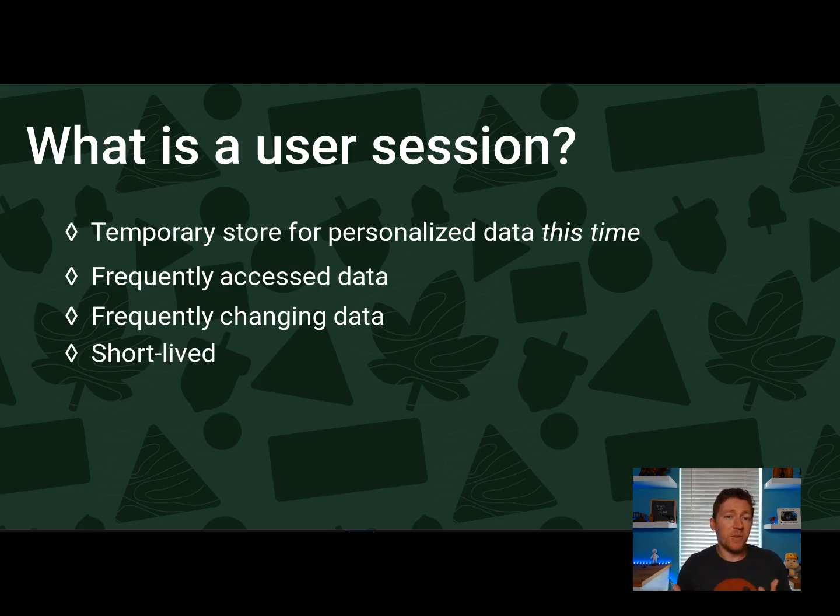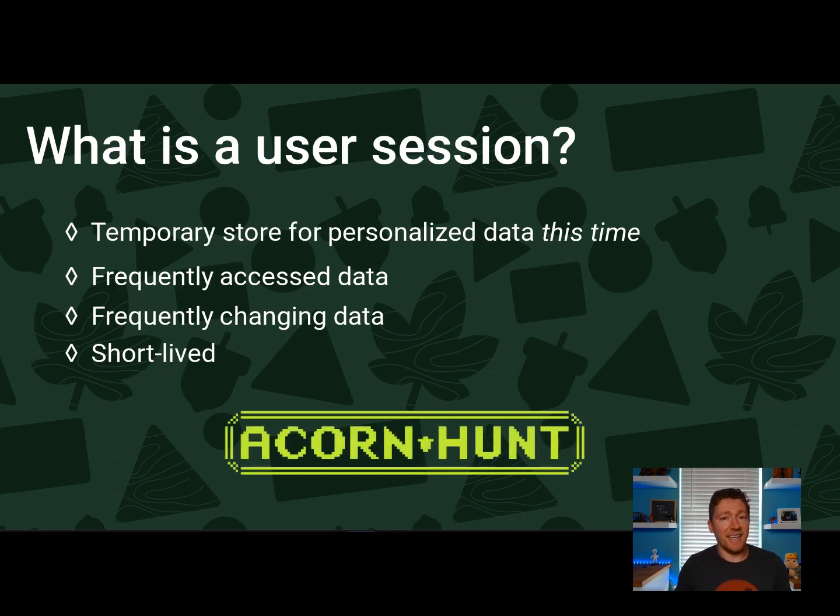Because this is data that really only exists for the duration that the person is in your app, it's ephemeral in nature. We don't need to persist it and bring it back the next time the person is there, which is perfect for Acorn Hunt, the game that we've been building on Memento Cache.